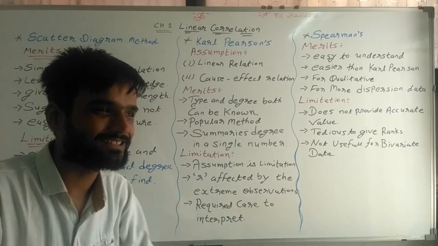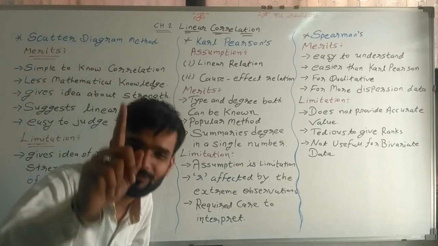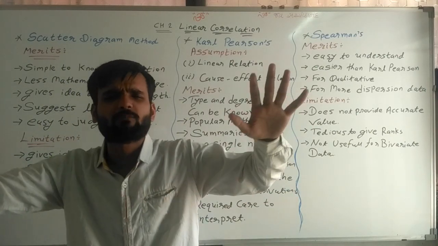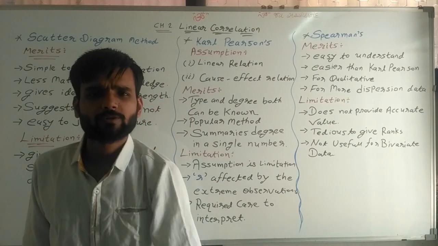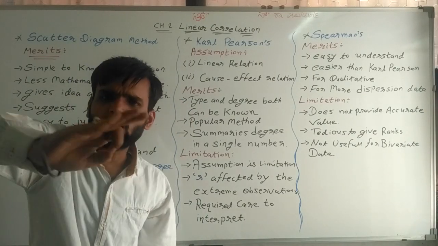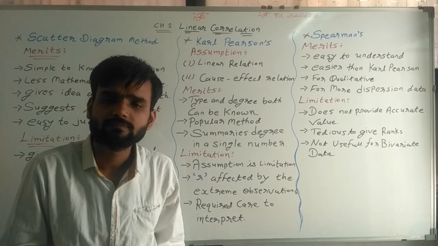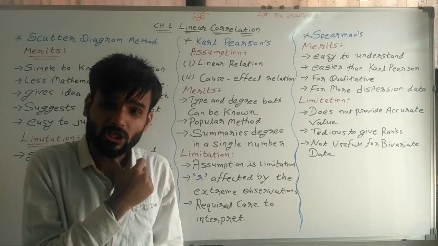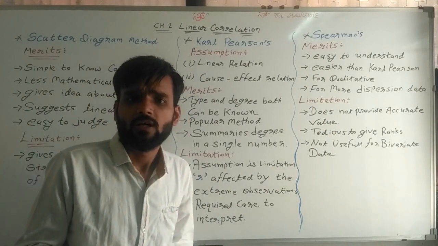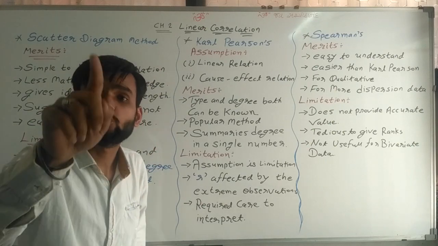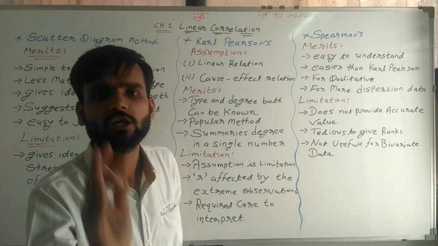Now talking about second. Second is what? Popular method. Karl Pearson method is a popular method. If you want to find correlation coefficient by popular method, then the popular method is only one, Karl Pearson. Even a one marker question may be there in your MCQ or VSQ. They can ask, write the name of popular method. So you have to write Karl Pearson method is the popular method.